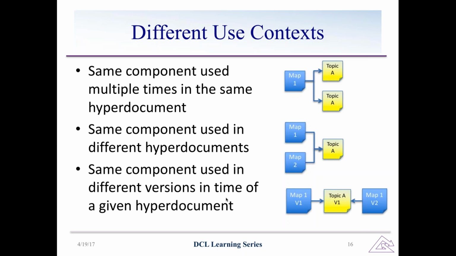But I might have the same component used in different versions in time of a different hyperdocument. So I've got the version of the doc for version 2 of my product and the version of the doc for version 3 of my product uses the same topic. Then the question becomes, which version of that topic does each of those two versions of my publication use? They might use the same version, they might use a different version. So we have these three different use cases for use context. And here, by use context, I'm specifically meaning, in a DITA context, topics as used by maps.